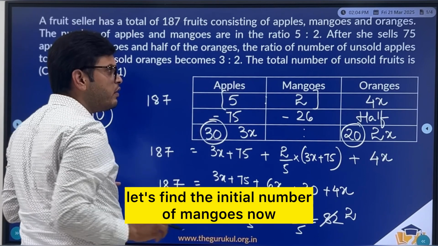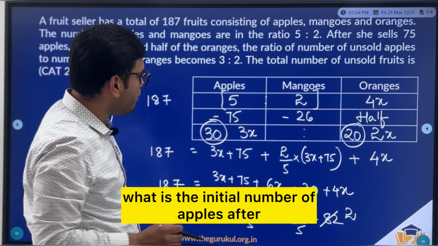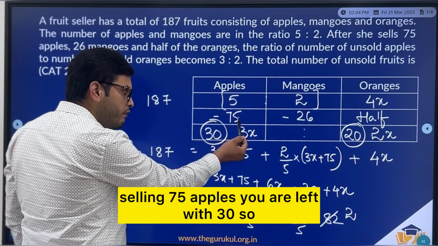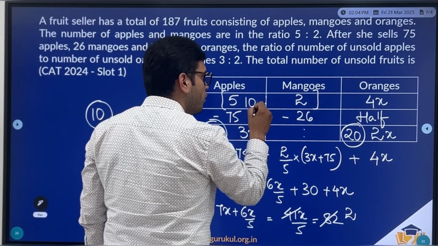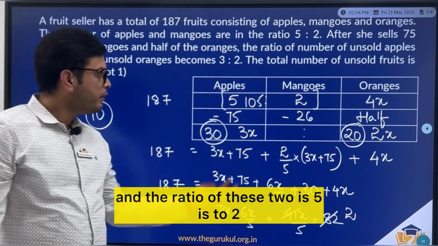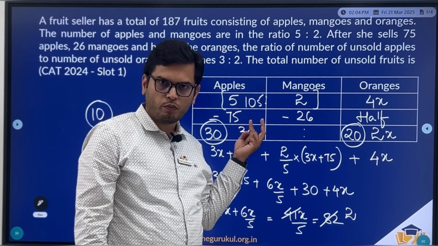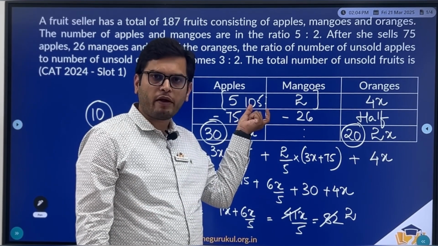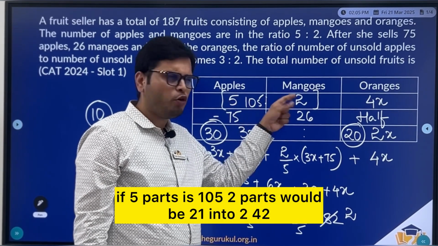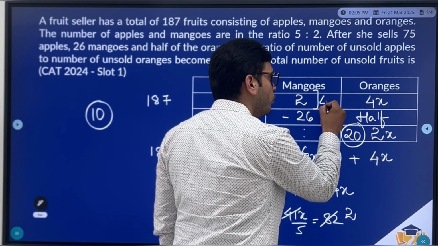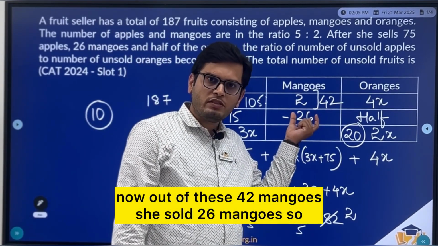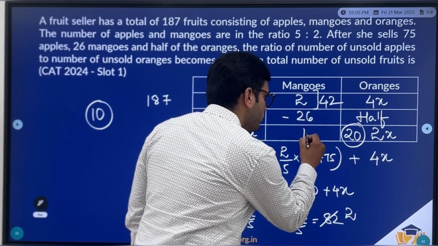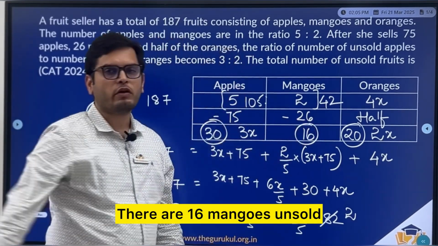So let's find the initial number of mangoes. Now what is the initial number of apples? After selling 75 apples, you are left with 30. So the initial number of apples is 105. And the ratio of these two is 5:2. Now 105 divided by 5, 21. If 5 parts is 105, 2 parts would be 21 into 2, 42. Right. Now out of these 42 mangoes, she sold 26 mangoes. So there are 16 mangoes unsold.